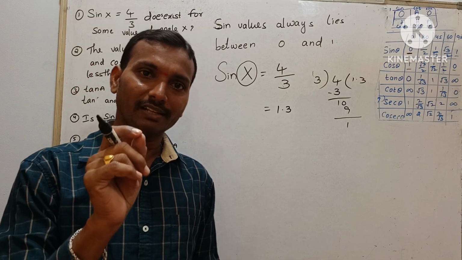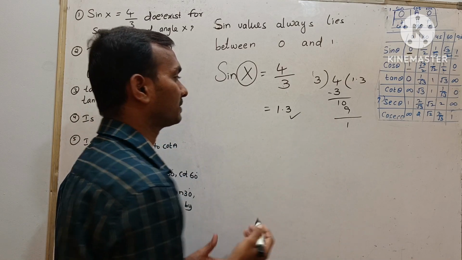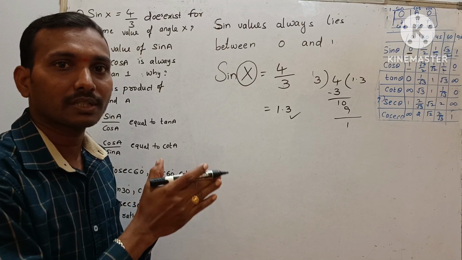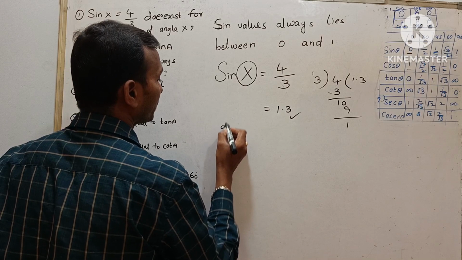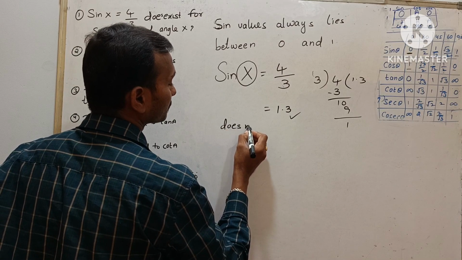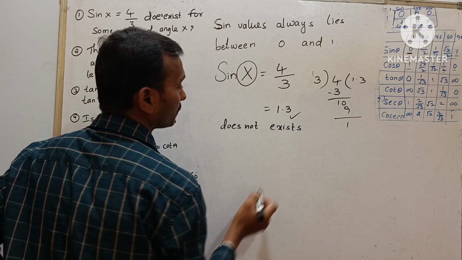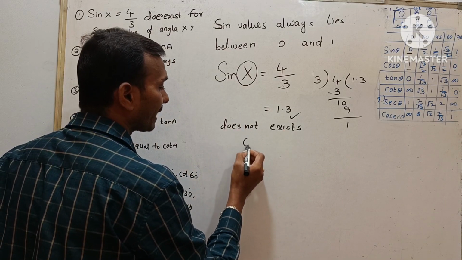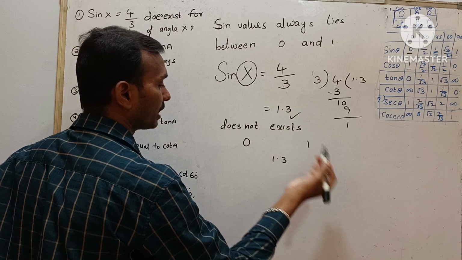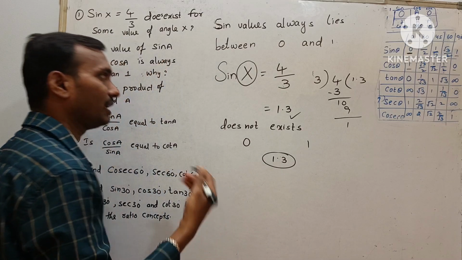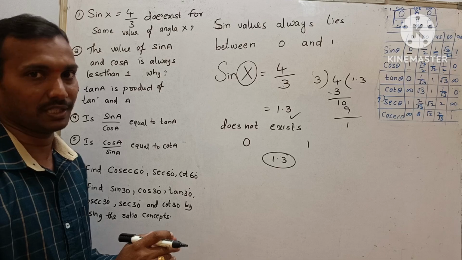Sine value always lies between 0 and 1, but here we are getting the value 1.3. So this value does not exist for any value of x. So does not exist is the answer. Why? Because sine value should lie between 0 and 1, but we are getting 1.3, which is more than 1. So for any value of x, the sine function will not give you 4 by 3.